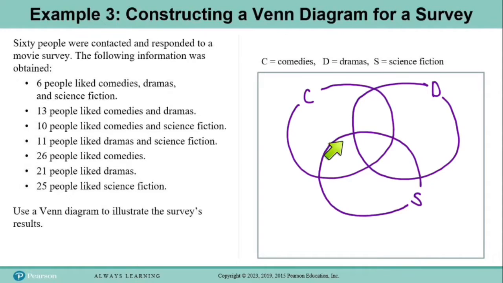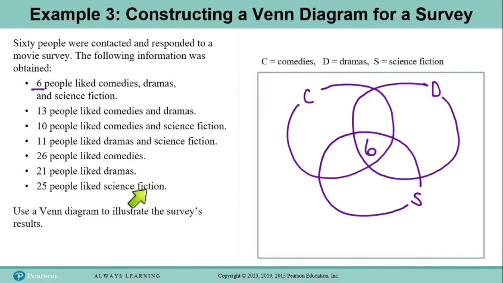Now, the trick on these problems where you have to fill in a Venn diagram like this is to start where the most categories overlap. So that's going to be these 6 people who like comedies, dramas, and science fiction. That's the area right here where all 3 circles meet. So that's 6 people that go right there.